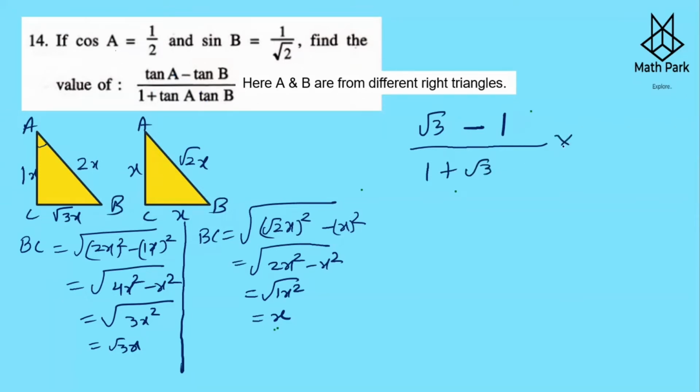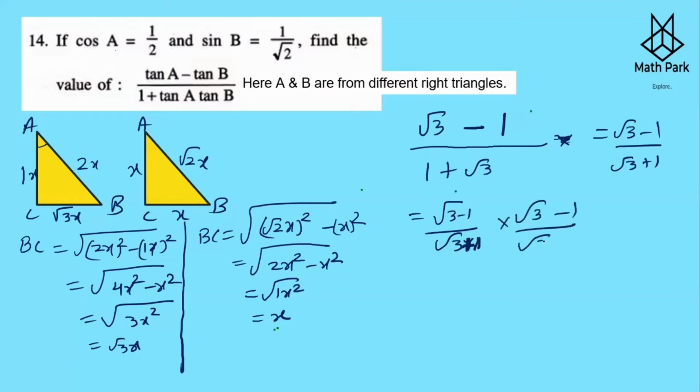So now we will be rationalizing the denominator. I'll rearrange this first of all, which can be written as root 3 minus 1 upon root 3 plus 1. Now we will rationalize this. So root 3 minus 1 upon root 3 plus 1. The rationalizing factor is root 3 minus 1. So root 3 minus 1 upon root 3 minus 1.